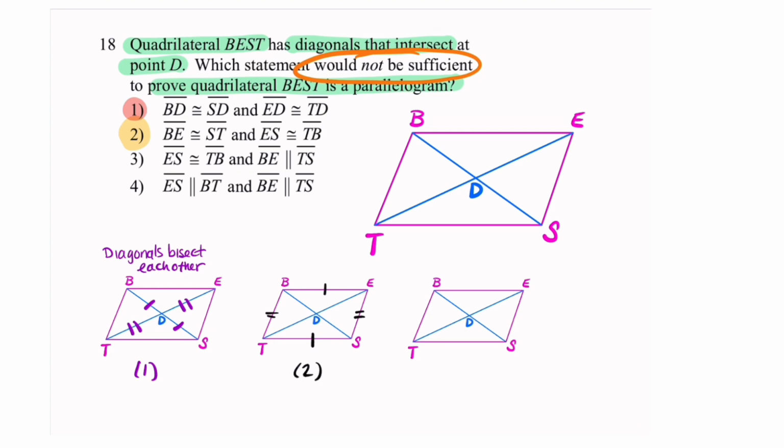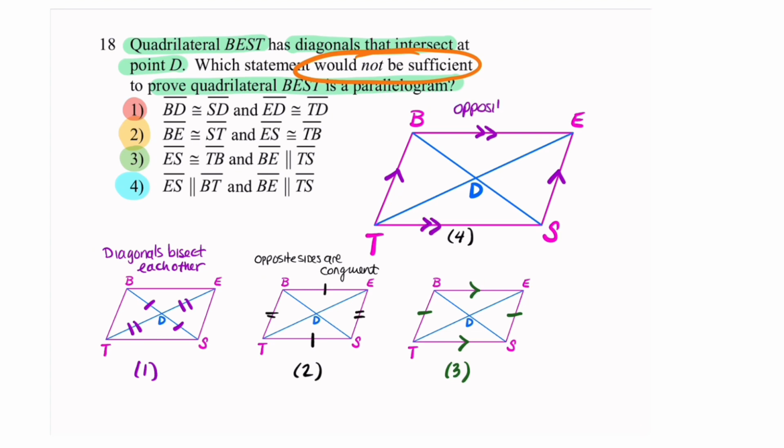So choice 2 says BE and ST are congruent, ES and TB are congruent. Basically, opposite sides are congruent, another property of parallelograms. So that one is not the one we want. Now number 3 says we have 2 congruent sides that are opposite, and the other 2 sides that are opposite are parallel. I'm not sure about that one, so let's take a look at choice 4, and maybe that'll be the deciding factor. So it says that these 2 sides are parallel, and then these 2 sides are parallel.